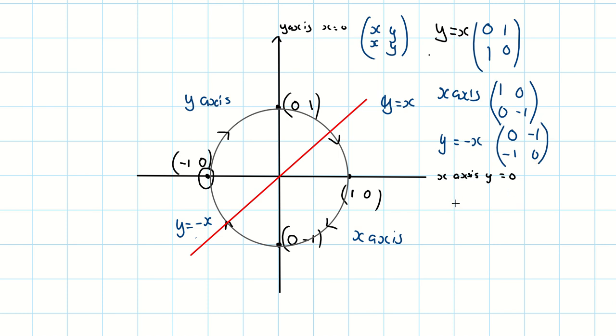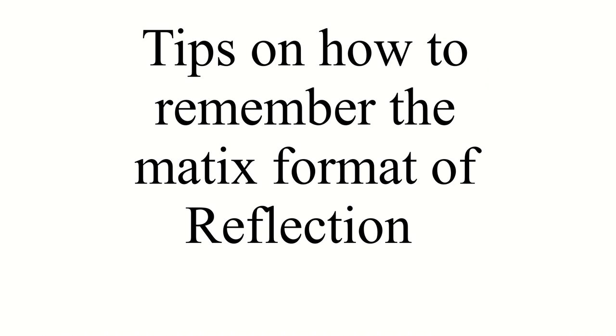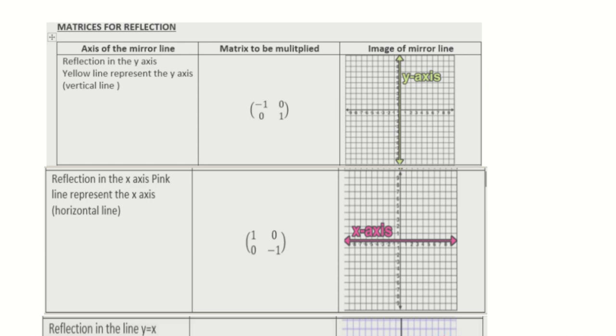And then the last one, on your y-axis, you're going from here to here. That is your x's first, negative 1, 0, and then y, 0, 1. And that is how you can remember reflection in the matrix format.